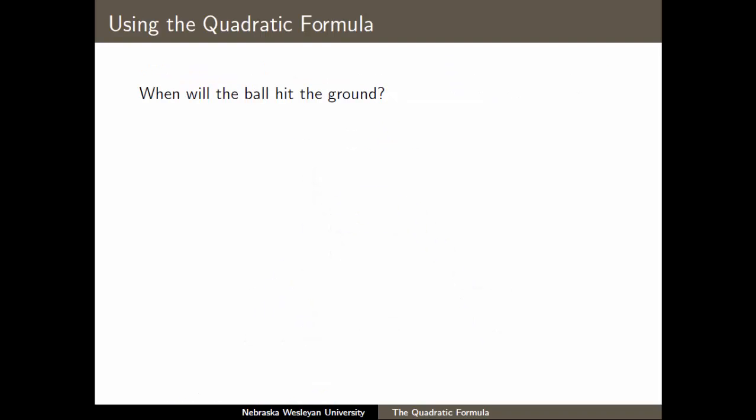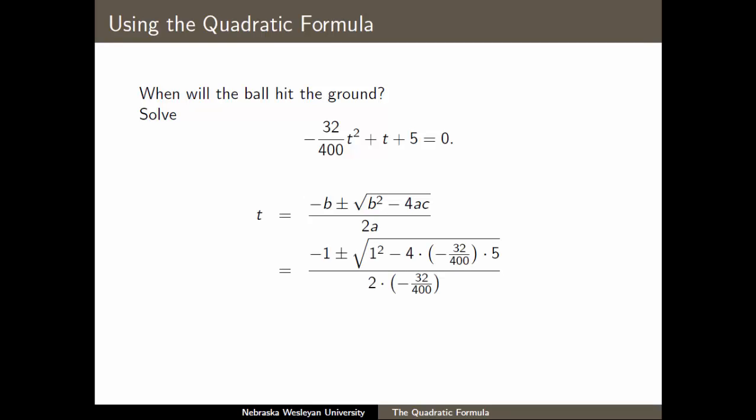So when will the ball hit the ground? In other words, when will the function that determines height equal 0? This is exactly what our quadratic formula is for. So here I've written down the generic quadratic formula, and for our particular function, a is negative 32 over 400, b is 1, and c is 5. So I substitute in all that information, and then carefully work it out to receive 2 answers.